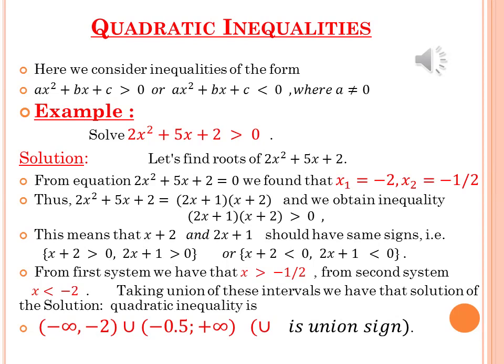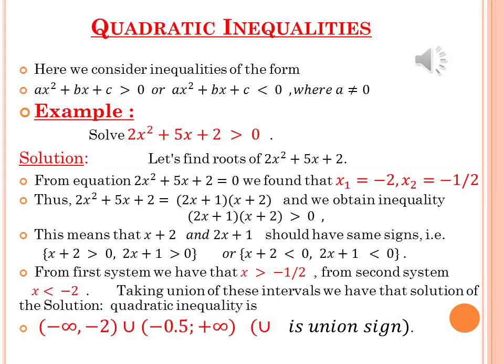What is a quadratic equation? It is in the form ax squared plus bx plus c, but here less than 0 or greater than 0. How to solve it? Look at this example: 2x squared plus 5x plus 2 greater than 0. First thing, 2x squared plus 5x plus 2, we can factorize it. We covered factorizing in chapter 4.